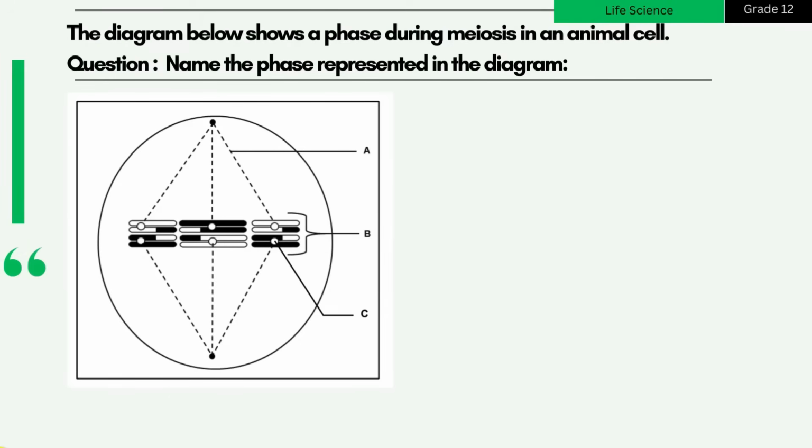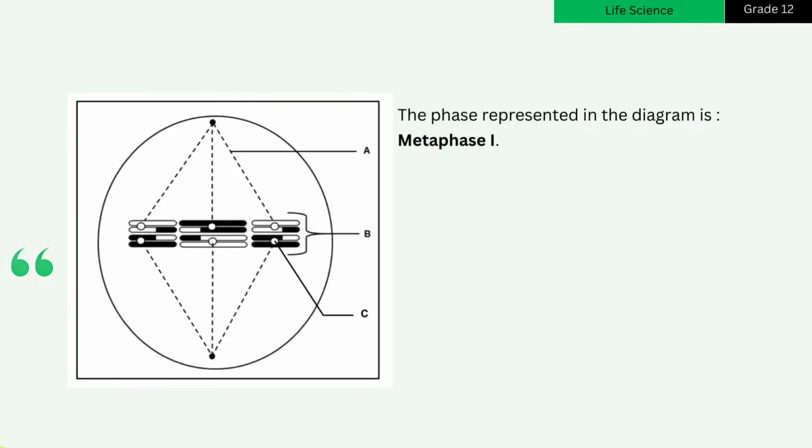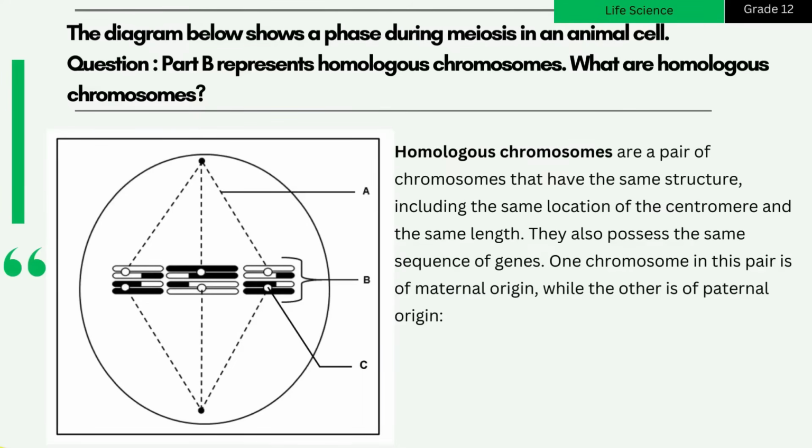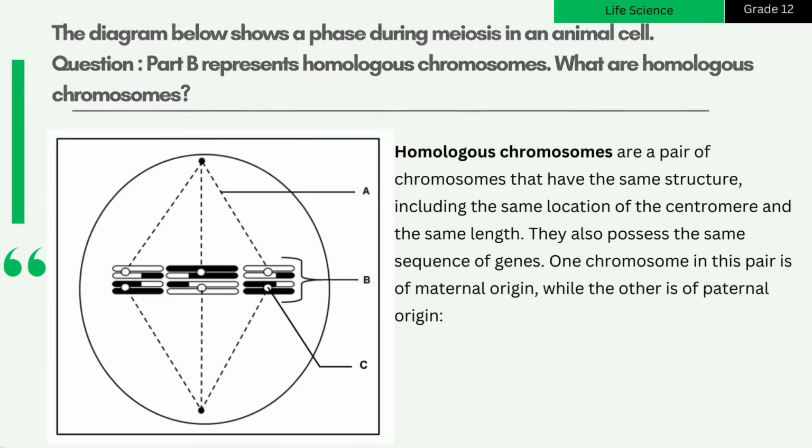Question. Name the phase represented in the diagram. The phase represented in the diagram is metaphase I. Question. Part B represents homologous chromosomes. What are homologous chromosomes? Homologous chromosomes are a pair of chromosomes that have the same structure, including the same location of the centromere and the same length. They also possess the same sequence of genes. One chromosome in this pair is of maternal origin, while the other is of paternal origin.